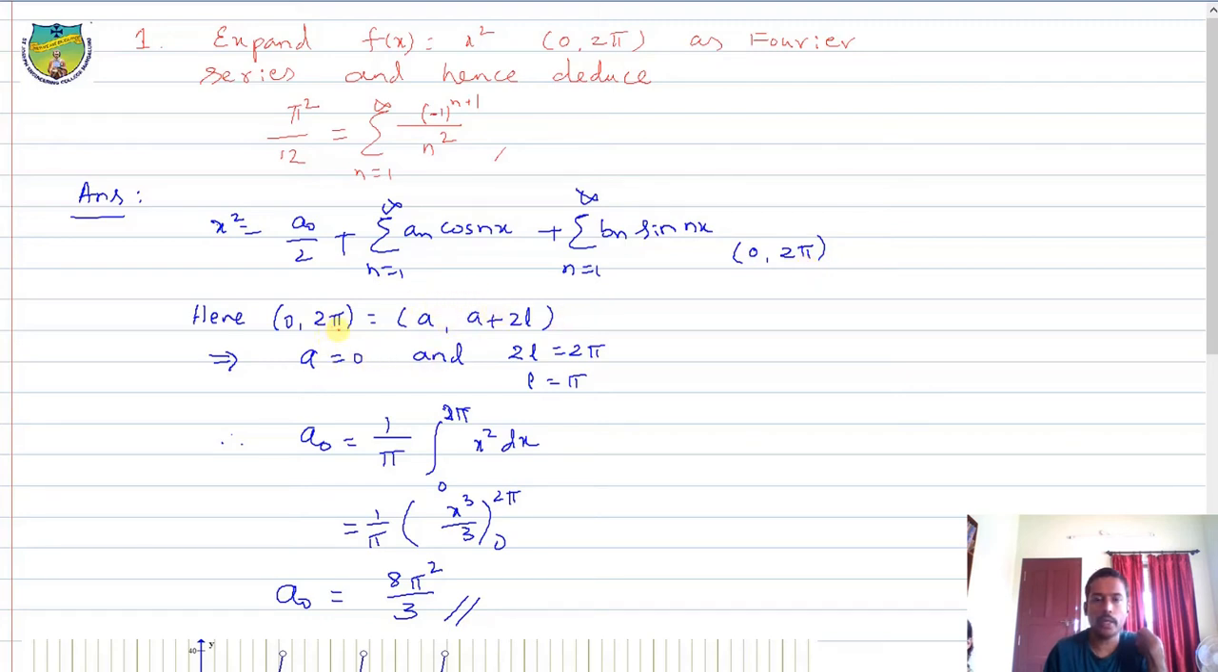So how to calculate the L value here? We compare this 0 to 2 pi with a and a plus 2L. Since a is 0 and 2L is 2 pi, we get L equal to pi. So our integration will be 1 by L, that is 1 by pi, 0 to 2 pi, f of x, that is x square, into dx. X square integration is x cube by 3, integration from 0 to 2 pi. So the answer a0 would be 8 pi square by 3.